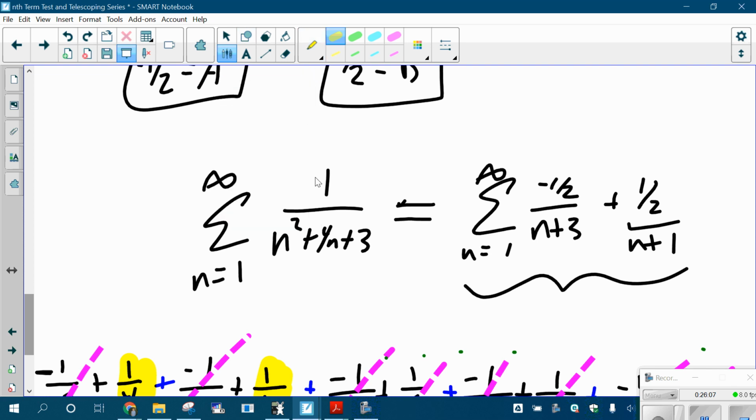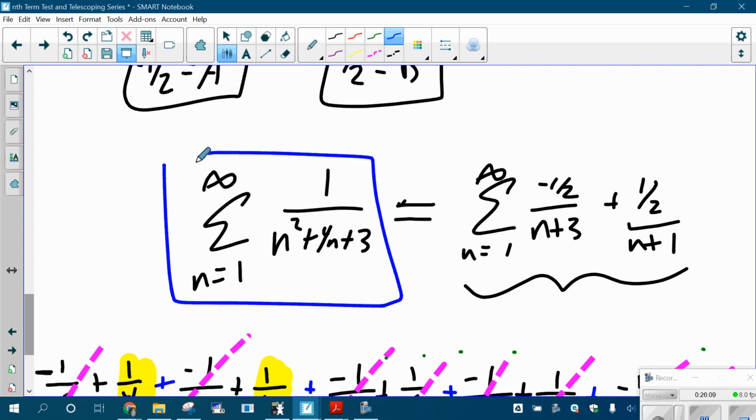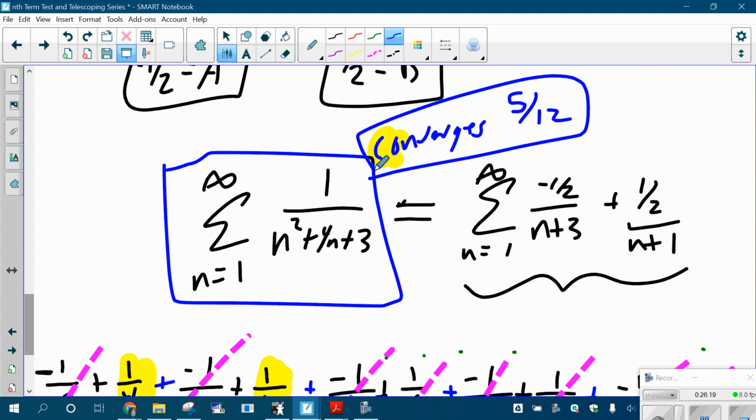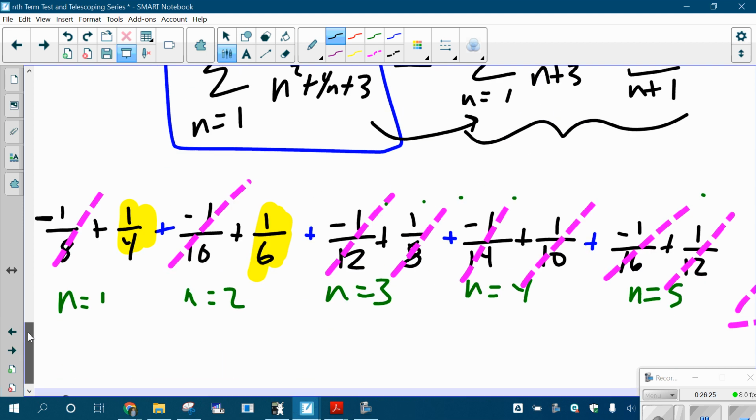So that's what my answer to the original question would be: does it converge or diverge? It converges to 5/12. Why? Because it's a telescoping series, and I made it look telescoping by doing that partial fraction decomposition and then plugging in and seeing infinitely many things cancel.